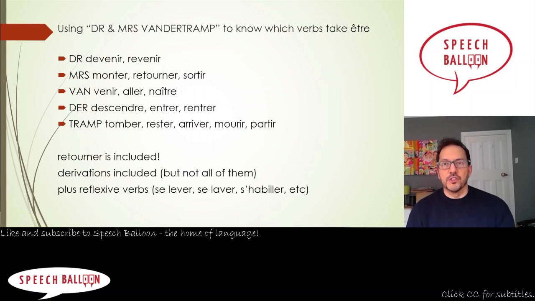On the plus side, retourner is included, so you don't need to tack that on. Also, it includes derivations such as devenir and revenir. However, it doesn't include all of them, renaître, for example. The point is that with prefixes, you can add them onto verbs all over the place, so it seems a bit silly to include some of the derivations and not all. And don't forget, we still have to add the reflexive verbs, but again, that feels straightforward to me.